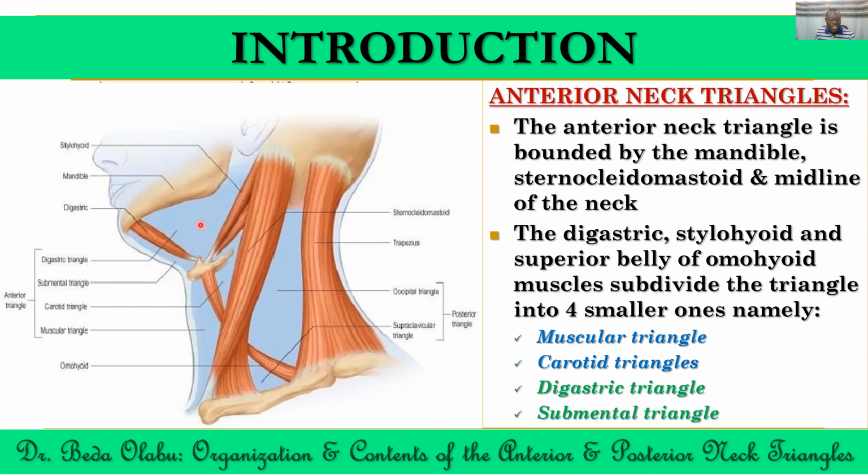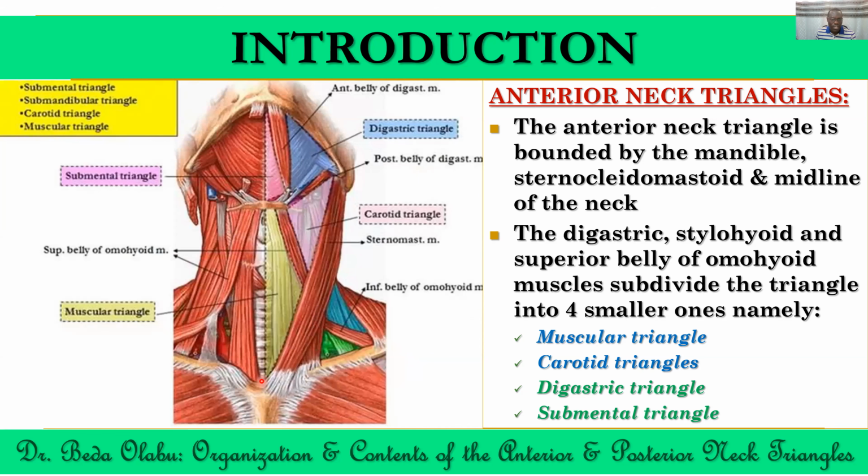We have the digastric triangle, submental triangle, carotid triangle, and muscular triangle. Of course, if you've been following, you remember this is the posterior neck triangle, which also has 2 divisions, the occipital triangle above and the subclavian triangle below. This image shows you again the muscular triangle and carotid triangle as part of the infrahyoid anterior neck triangles, and the submental triangle and digastric triangle as part of the suprahyoid anterior neck triangles.